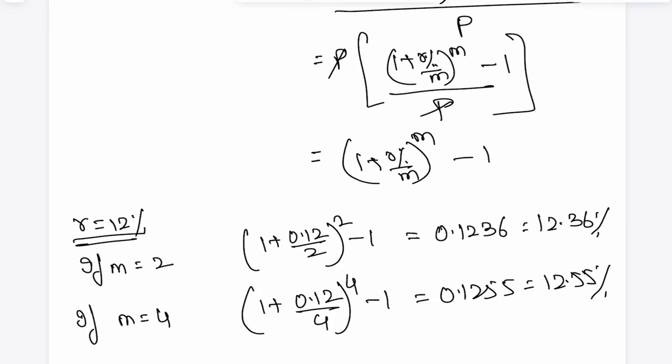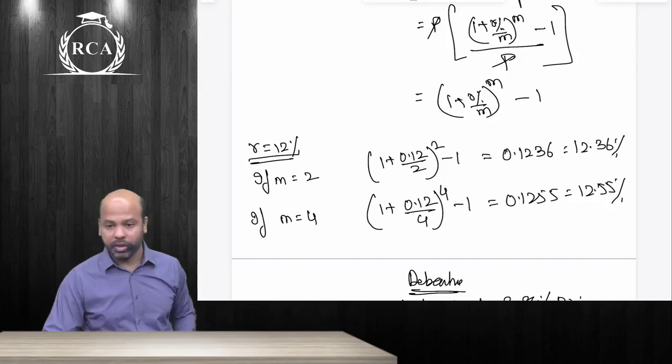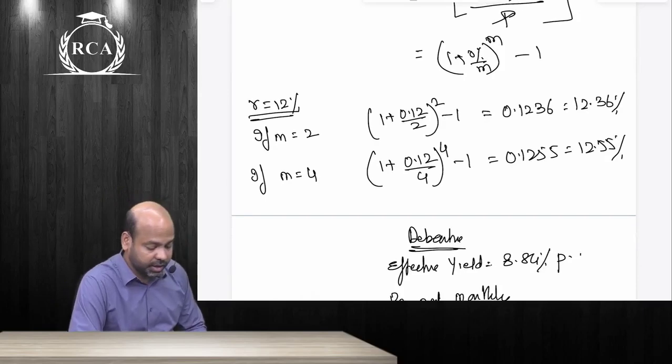Guys, write the formula till 12.36 and 12.55%. Copy till 12.36, 12.55%, guys. After that I'll explain debentures. I'll give notes.